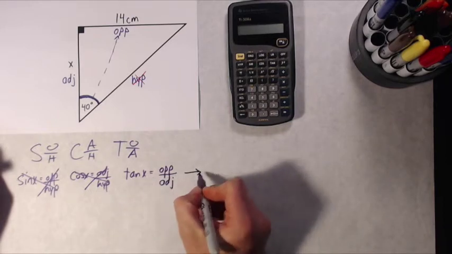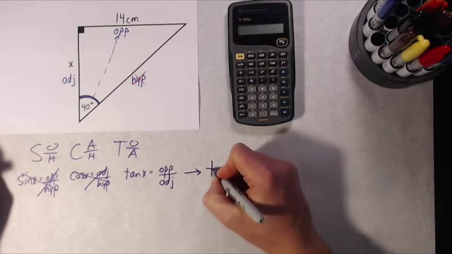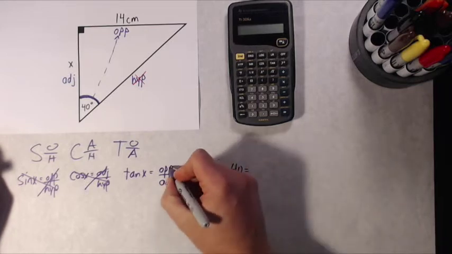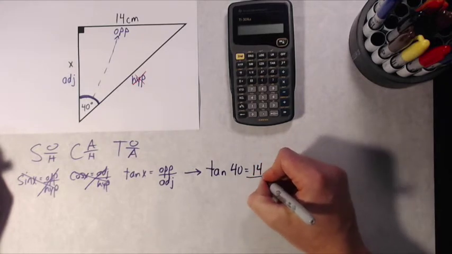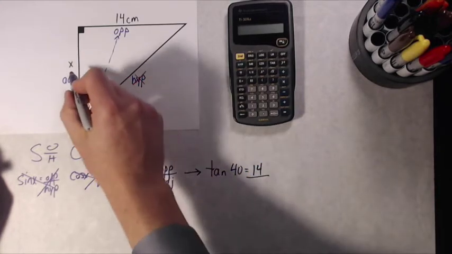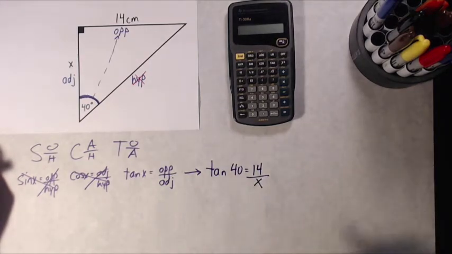So this formula becomes tan 40 equals opposite divided by adjacent. Opposite's a given measurement, it's 14. And of course adjacent is what I was looking for. I'm going to leave that as x. Now comes the tricky part, and that's figuring out how to solve for x with this confusing looking equation.